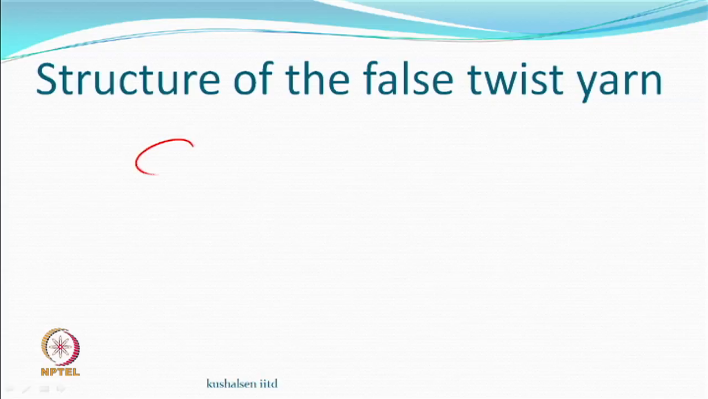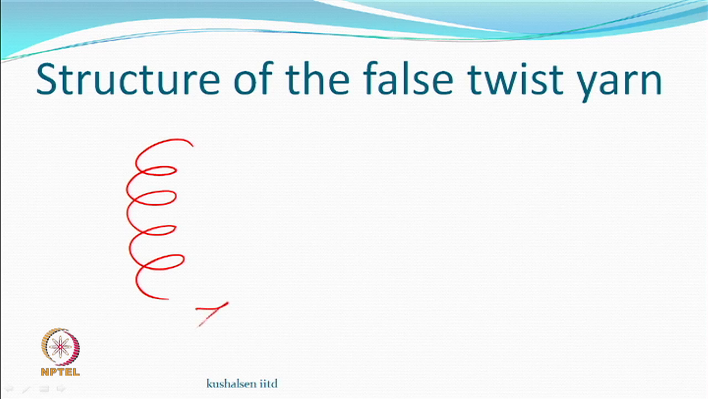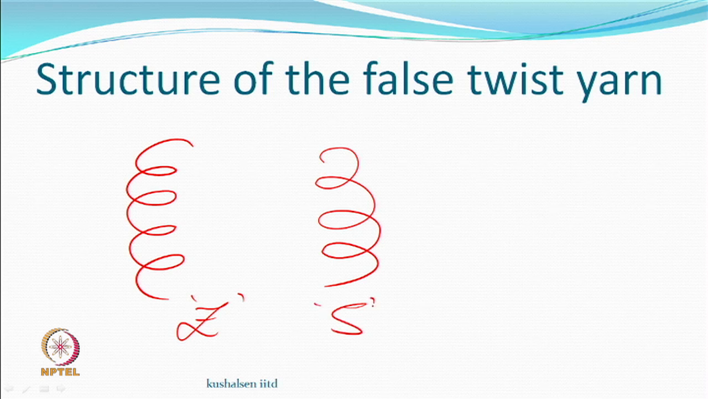So, what will be the structure of this false twist yarn? If you look at the structure, what will be the structure? You have to speak a little louder so that, yeah. Helical. So, the structure of this yarn also will be helical. One can design to make it Z or S, up to us. So, if you have a large long machine, you will have different spindles, some of them may be running at S, some of them may be running at Z.